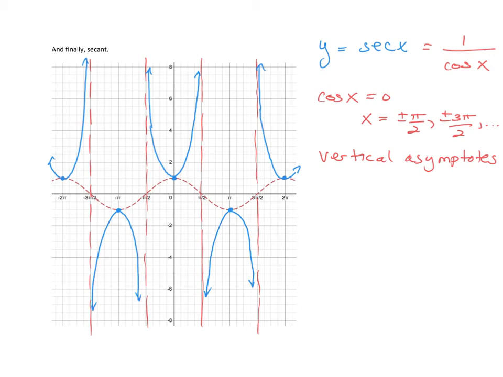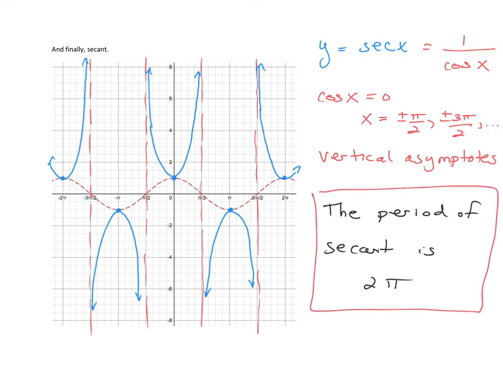And just like with cosecant, secant has a period of 2 pi. So I'll just state that as well. The period of secant is 2 pi. So now that we have these basic sketches of those 4 trig functions, let's see if we can identify more complicated ones by using transformations.